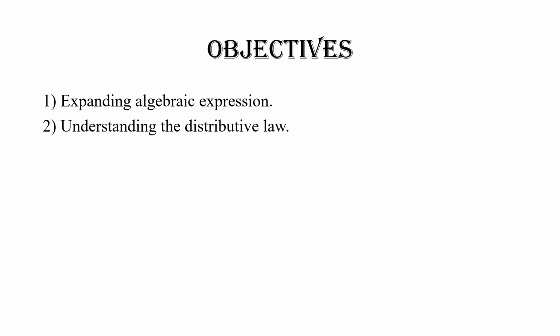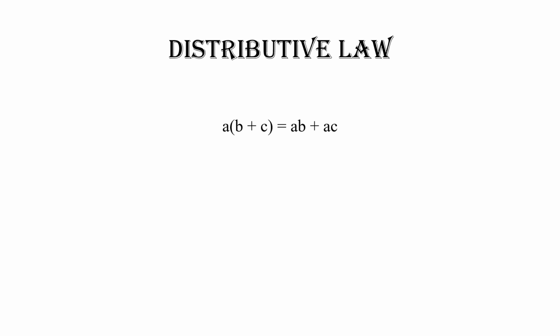So our objective for today, we're going to look at expanding algebraic expressions, and we're also going to be looking at understanding the distributive law. And expanding is all about really and truly using the distributive law. So the distributive law simply states this here. If we have A being multiplied into B plus C, the distributive law simply states that you could multiply the A by the B and the A by the C. As a result, we get AB and AC. And that's all we're saying with the distributive law.